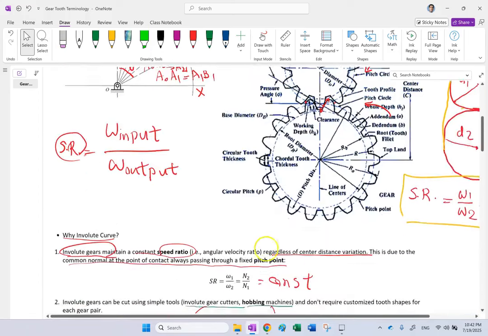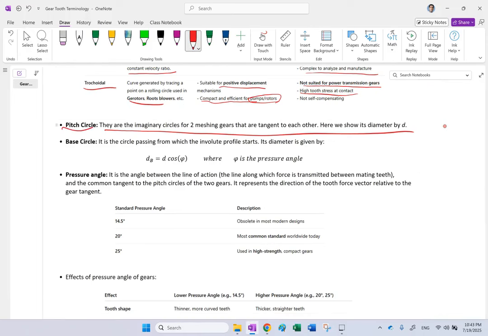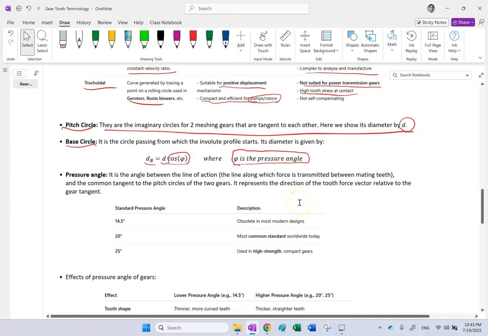Okay, so if we go back here now, if we show the diameter of the pitch circle with D, or dp, diameter of the base circle is related to diameter of the pitch circle by this formula. Diameter of base is diameter of pitch times cosine of an angle phi. What is this phi? It is called the pressure angle of the gear, and this is another one of the very, very important terminologies and parameters in a gear. It's called the pressure angle.